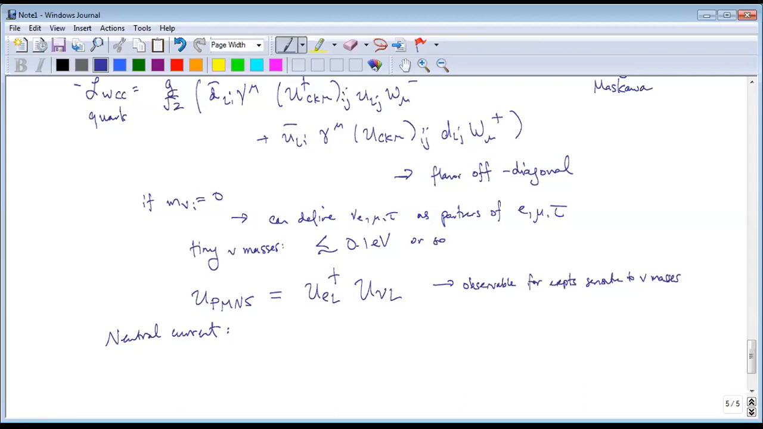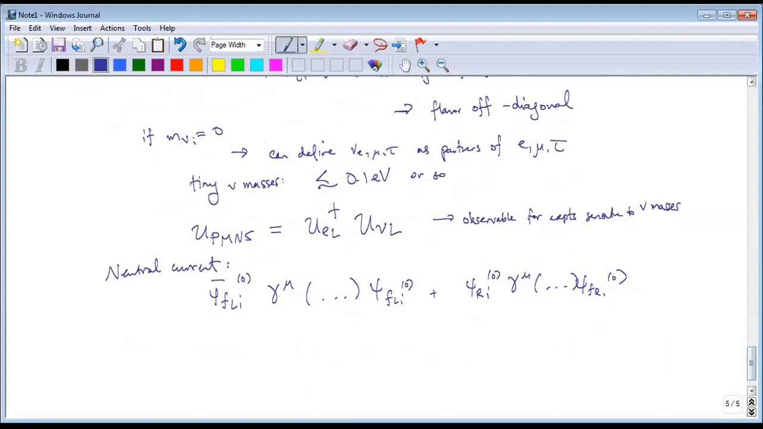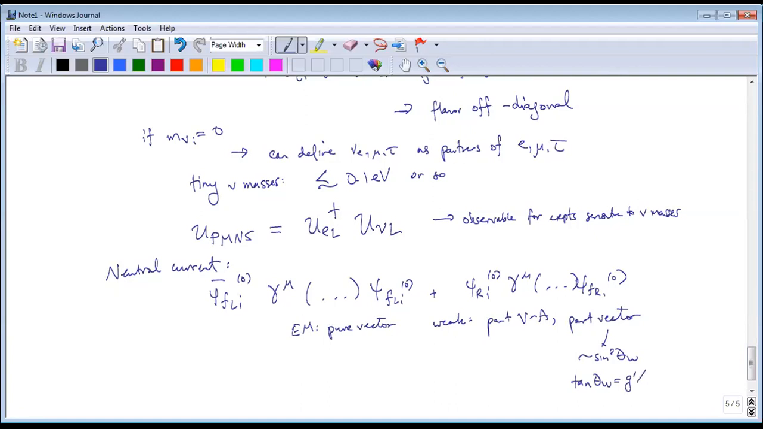So in the neutral current, these are just the couplings, for example, to the photon or the Z boson in the weak neutral current. And these are all going to be of the following form: f_L^i0 gamma^mu, and then I'm just going to decide whether it's the A or the Z or whatever, f_L^i0, and there's going to be the right-handed ones. For the electromagnetic interaction, this is pure vector, whereas for the weak neutral current, it's part V minus A, like the charge current, but it's also part vector. The vector part is proportional to sine squared theta weak, or theta Weinberg. I remember tangent of theta Weinberg is equal to g prime over g in the standard model.